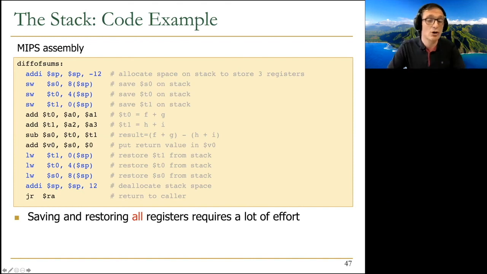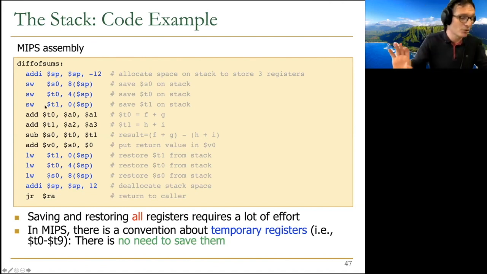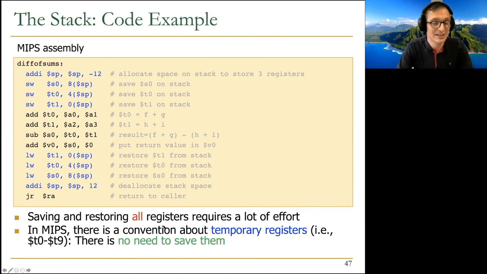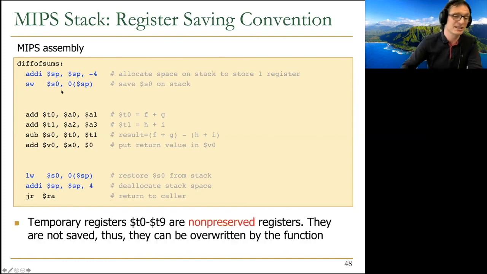Again, saving and restoring all registers requires a lot of effort. In MIPS, there's a convention about temporary registers. So actually, we did not need to save temporary registers, assuming everybody obeys the convention. There's no need to save the temporary registers, because the convention says the calling function should not expect the values in temporary registers to remain the same after it calls a function. Okay, that's a convention again. These are programming conventions. So there's a register saving convention that enables us to use temporary registers without worrying about the calling function. But if we're using S0, we'd better save it, because S0 isn't part of that convention.